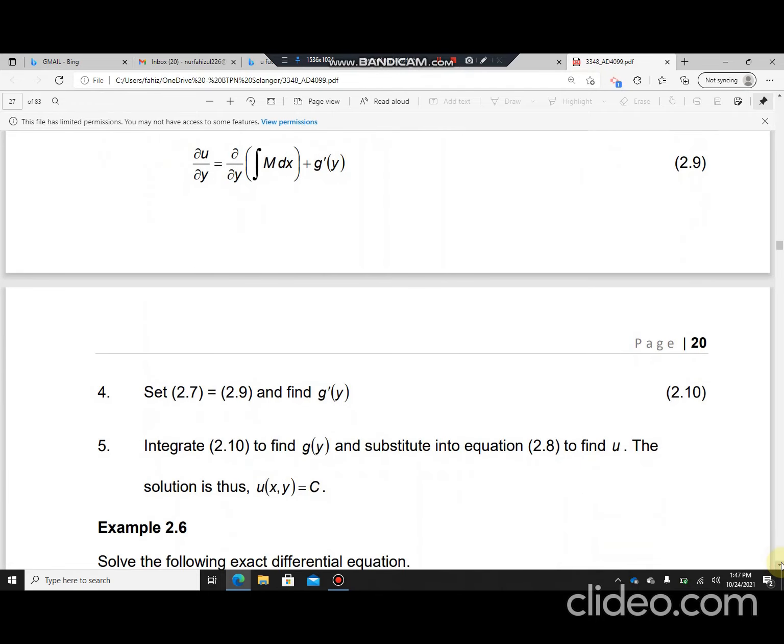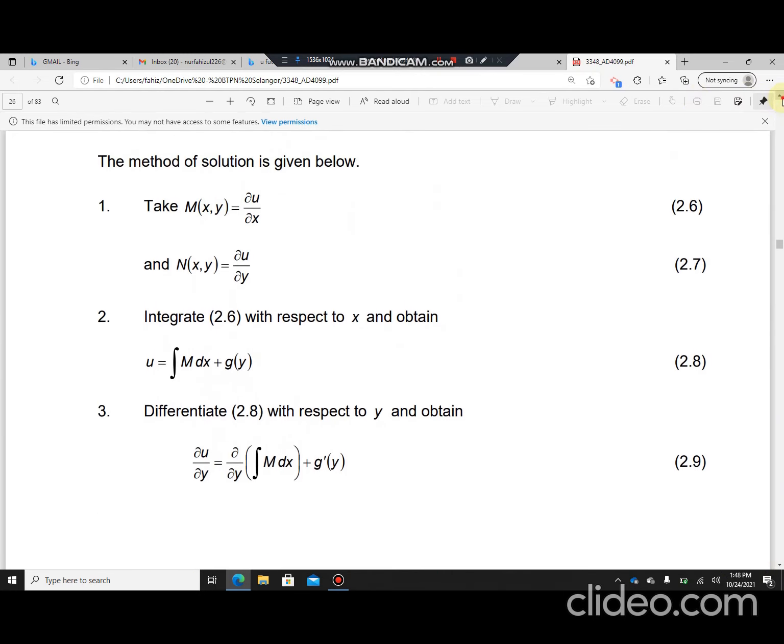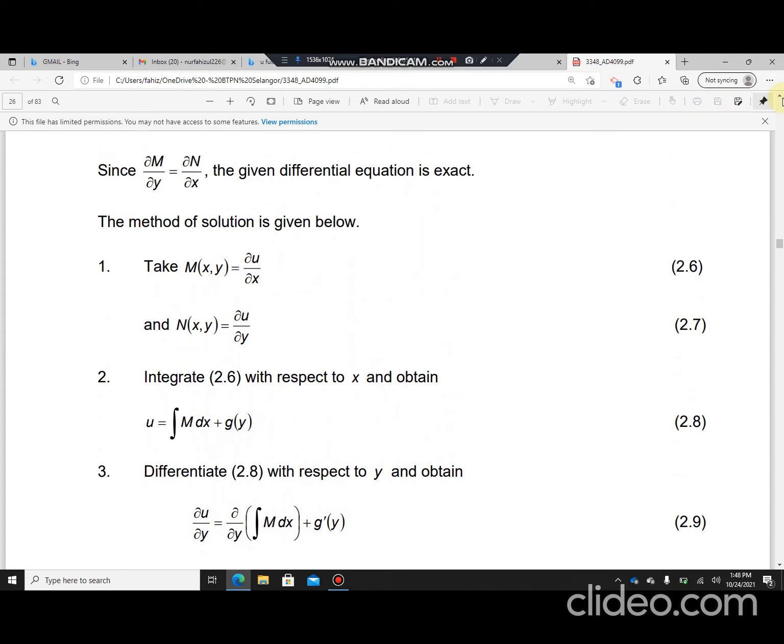Okay, so next is set 2.7 equals to 2.9 and find g prime y, and then integrate 2.10 to find g(y) and substitute into equation 2.8 to find u. The solution is thus u(x,y) equals to c. Okay, yang ni sebenarnya kalau awak tengok dekat sini, okay, if you can see here, you have two function which are M and N.